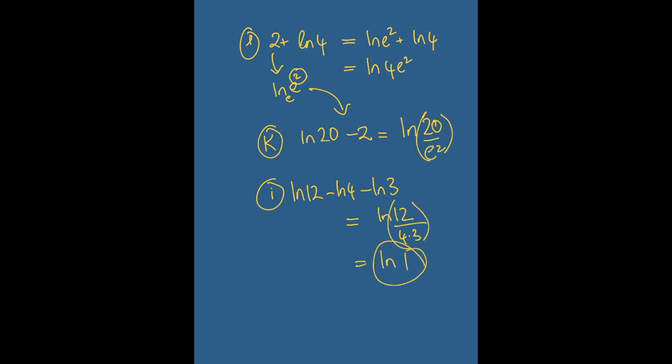Now we know that that is going to equal 0 because e to the 0 is what gives us 1. So these are the solutions.